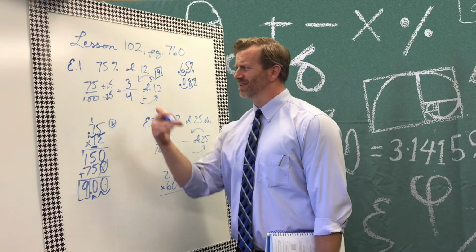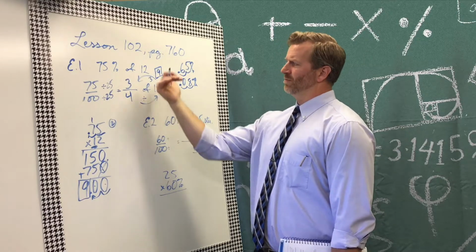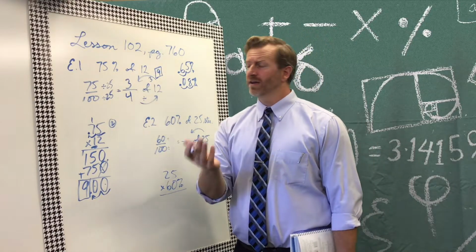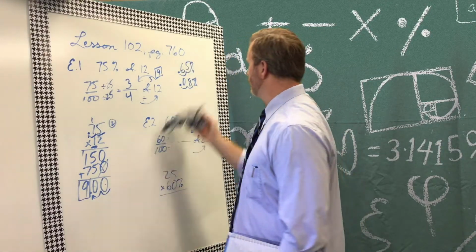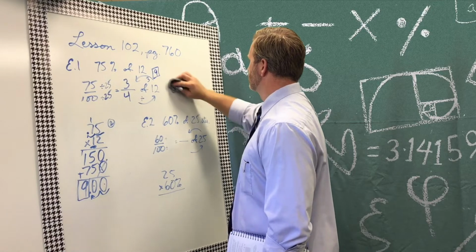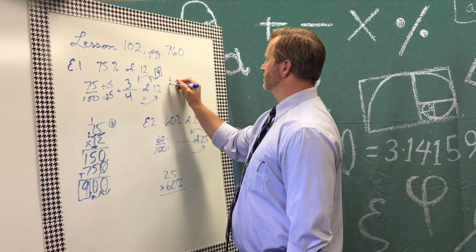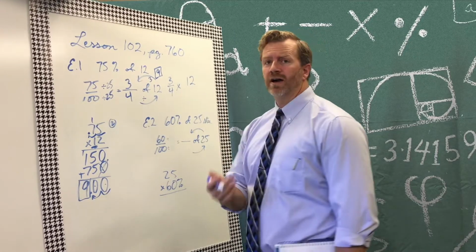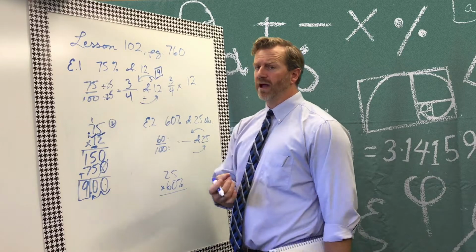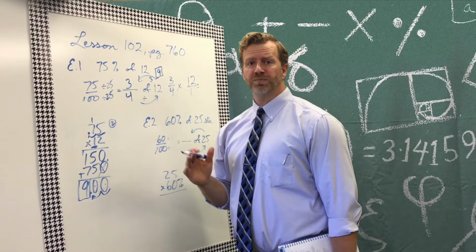All we had to do is turn it into a fraction, divide the bottom into here, multiply times the top. Now, another way we could do this part of the problem, let me erase this and show you one other way we could do this. We could go 3/4 times the number 12. Now, when we do that, we have to make 12 a fraction by putting a 1 underneath it. And then we just multiply straight across.